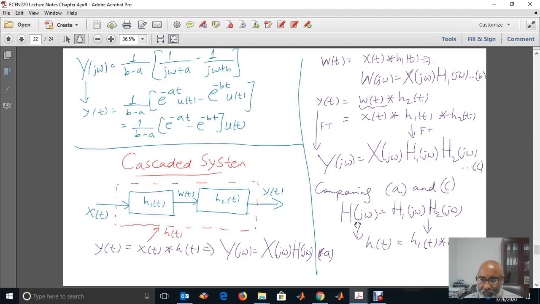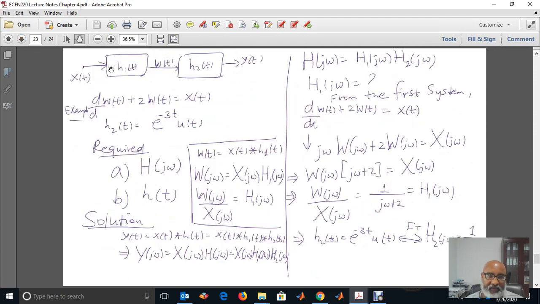I have H(jω) is H1(jω) times H2(jω), the product of the two frequency responses. Or in the time domain, h(t) is equal to h1(t) convolved with h2(t). So this is the overall frequency response. The overall impulse response is h1(t) convolved with h2(t). The overall frequency response is H1(jω) times H2(jω).